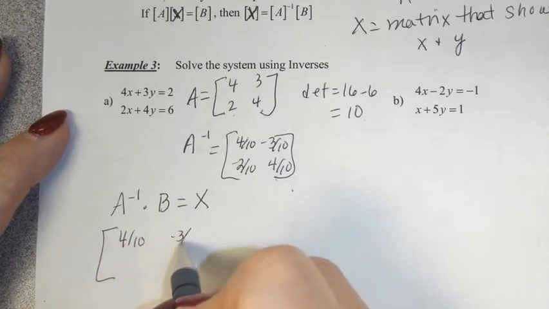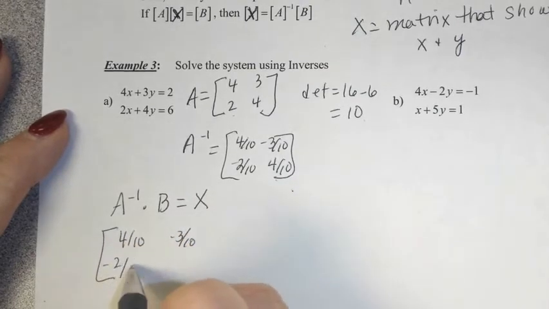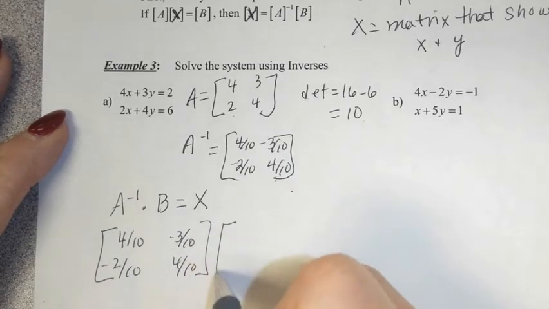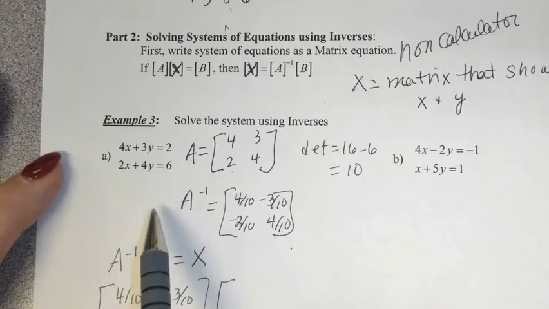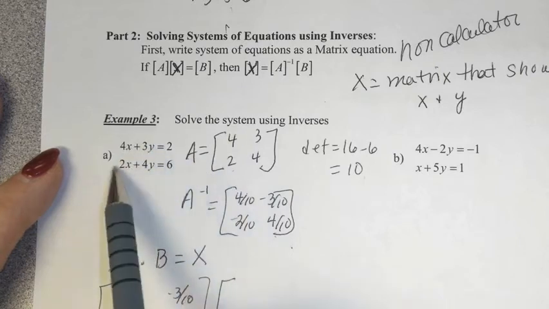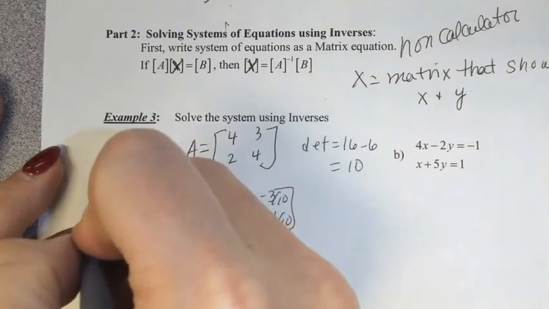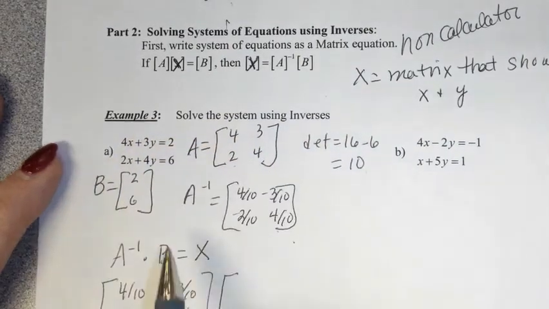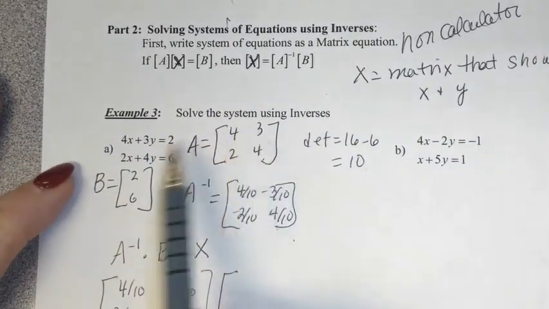So we're going to have 4/10, negative 3/10. We're just writing down that inverse matrix. And we're going to multiply it by the constant matrix, which is 2, 6. That's the values on the right. So B is going to be 2, 6. And we have to multiply that out.